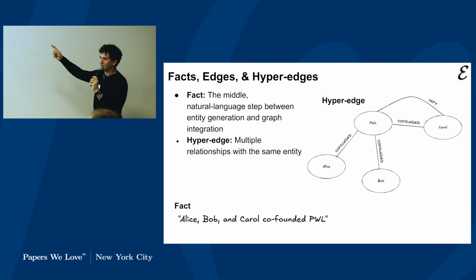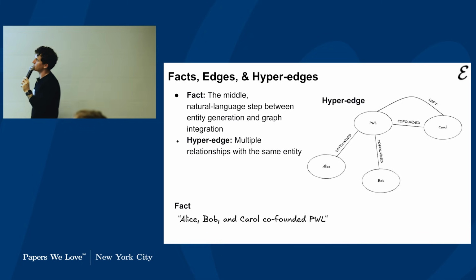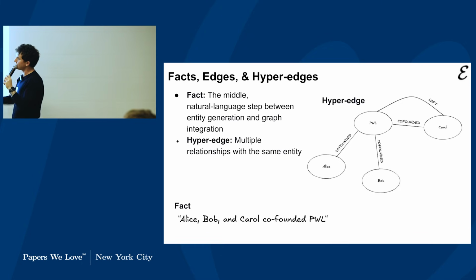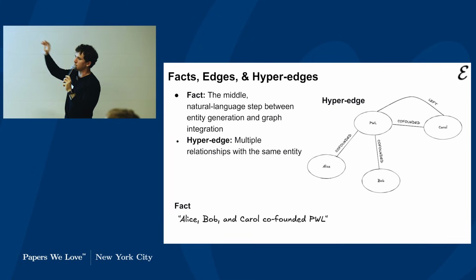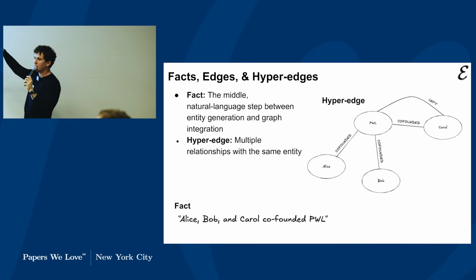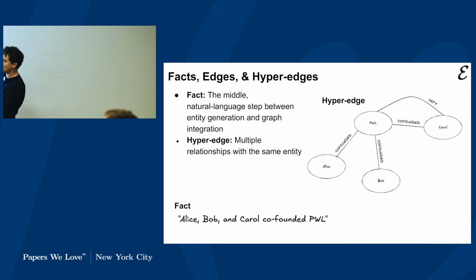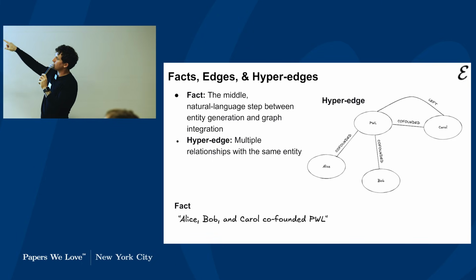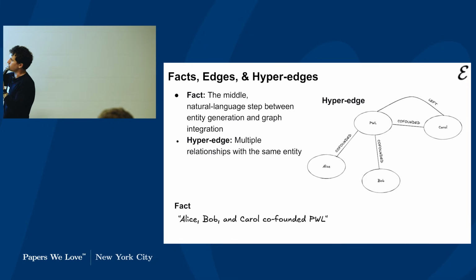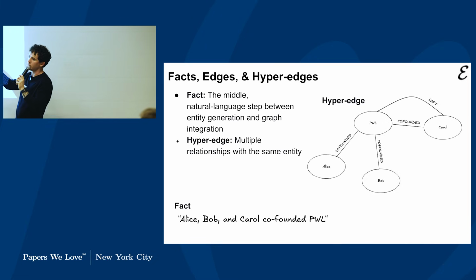So we found the hyper edge that you were asking about earlier. This actually took me a second. When I read the paper the first time, I didn't really understand the concept of facts, because they start talking about facts, but facts are not actually in the graph. I had to really dig in to understand exactly what was going on here. Facts are a middle step. They're a natural language generation that happens between entity generation and graph integration.